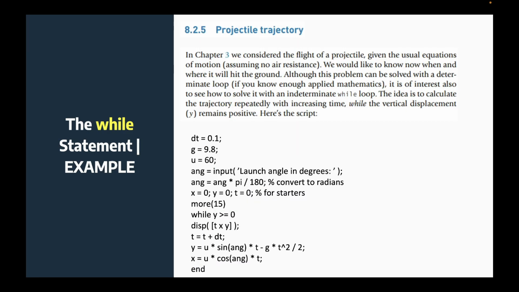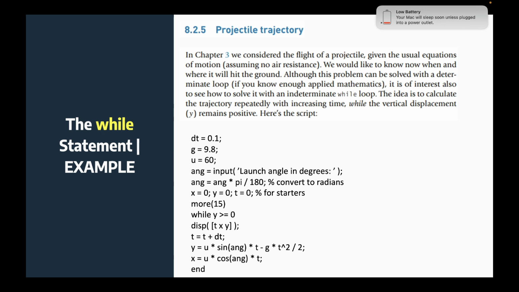Okay, now we have another one, projectile trajectory. We would like to know when and where the ball will hit the ground. This problem can be solved in a determinate loop, as we discussed in previous chapters. We also need to see how to solve it with an indeterminate while loop.